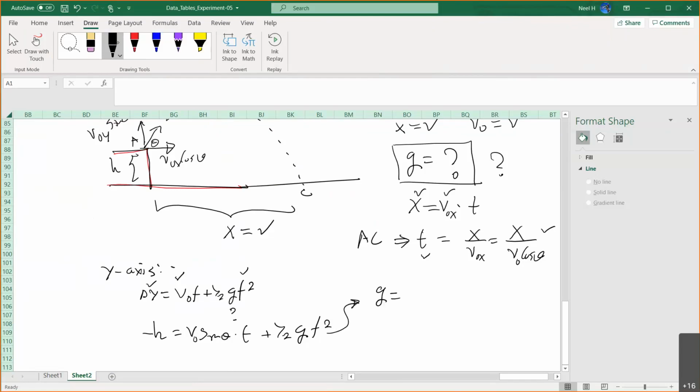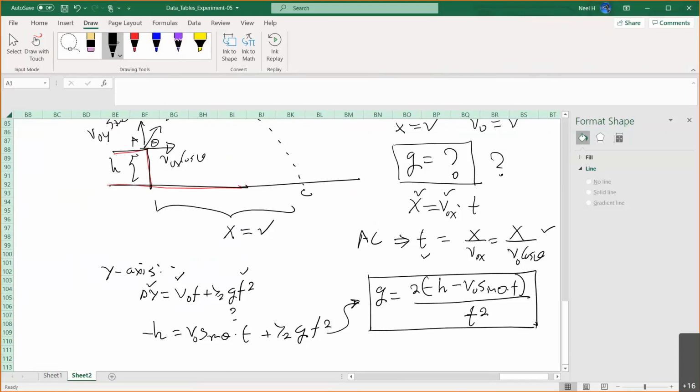Let's calculate gravity: keep that, and then bring everything to the other side. g equals minus h minus v0 sine theta times t, in parentheses, multiplied by 2, divided by t to the power 2. That's the gravity. So I can use this information, which I measure indirectly; I only need the initial velocity, theta, h, and the range, and then I can calculate the gravity. If our theory is correct, we should get a good answer for that. So that's the plan. Question.